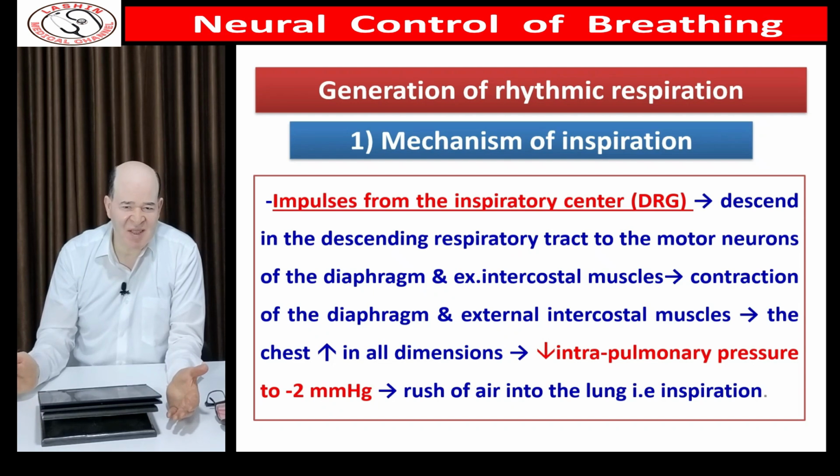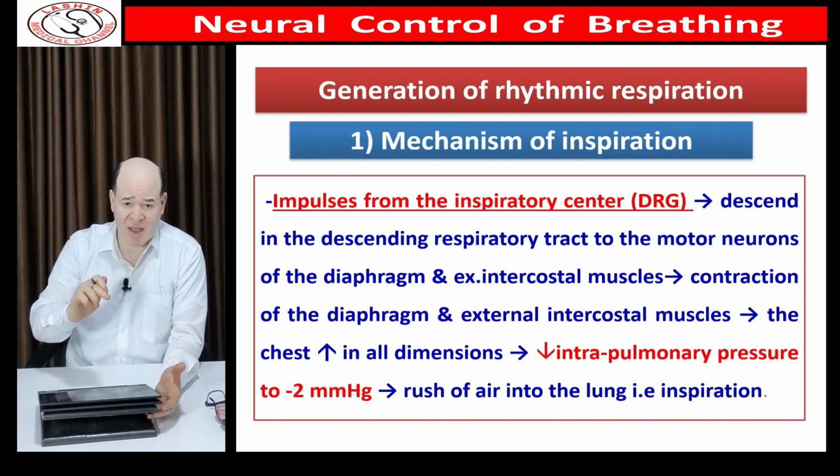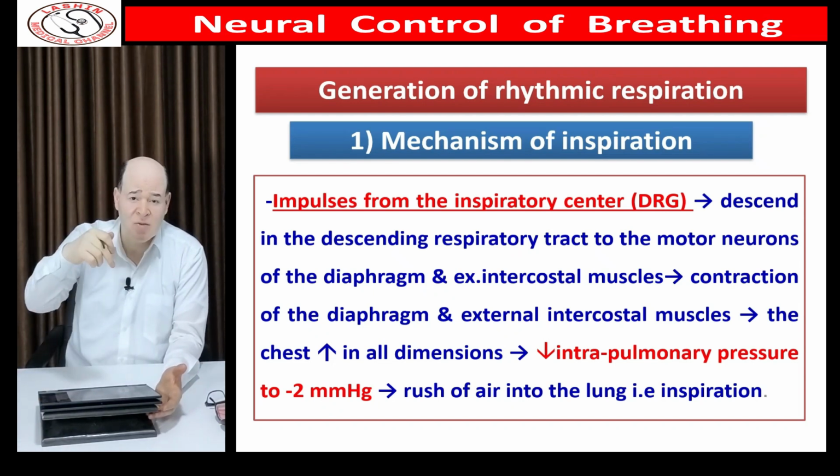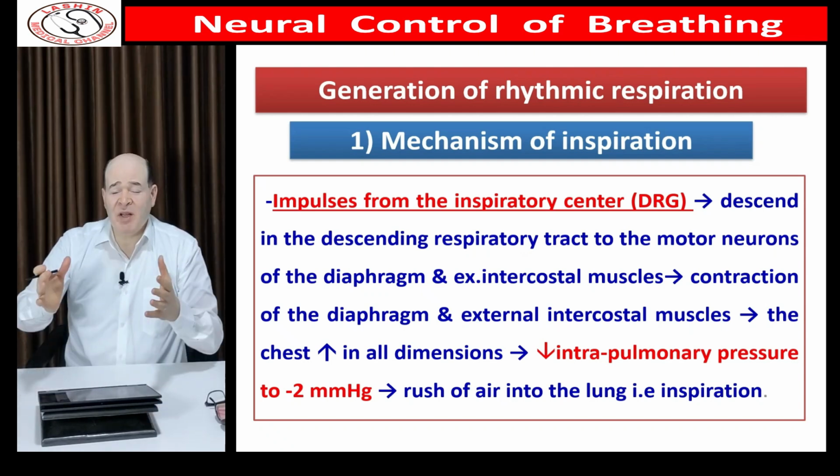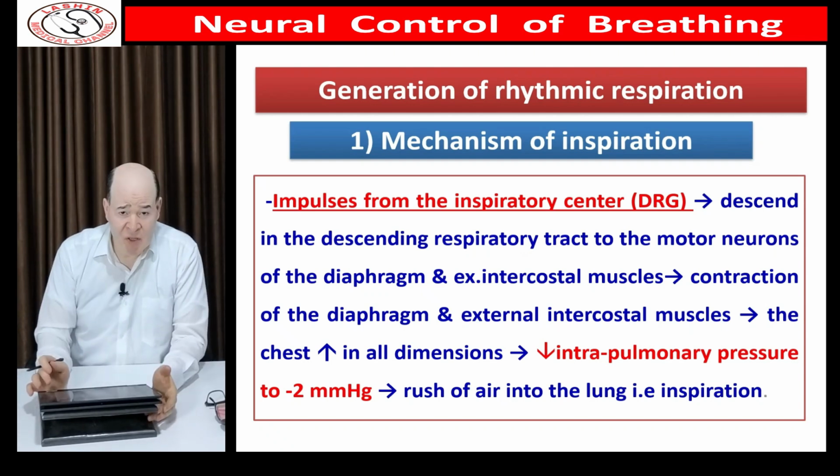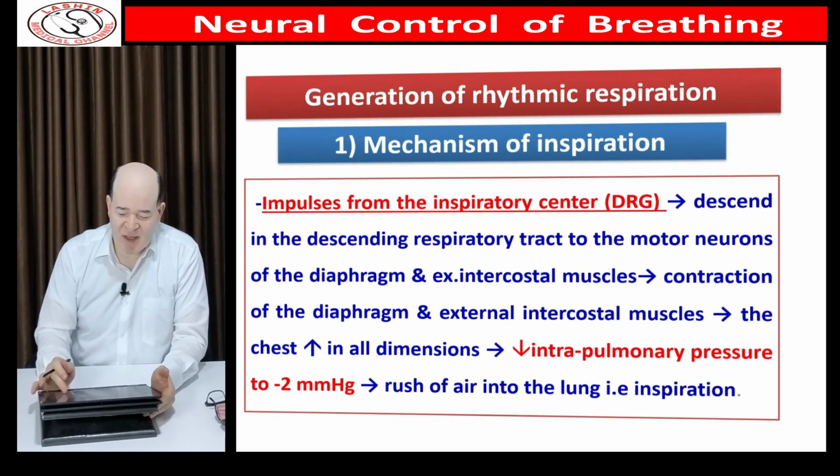The chest increases in all dimensions: vertical by the diaphragm, horizontal and anteroposterior by the intercostal muscles. When the chest cavity increases, the pressure inside decreases to -2 mmHg, so air rushes inside the lung.